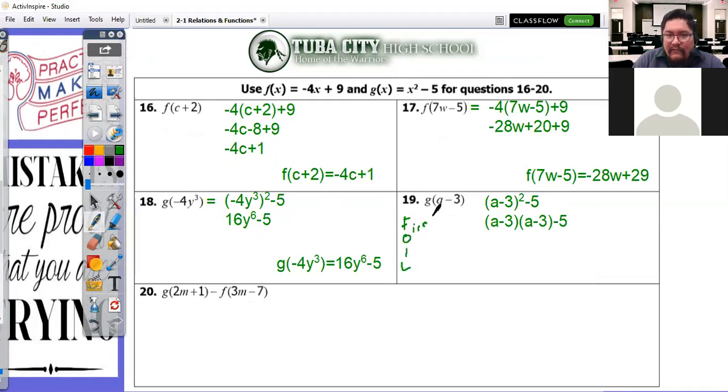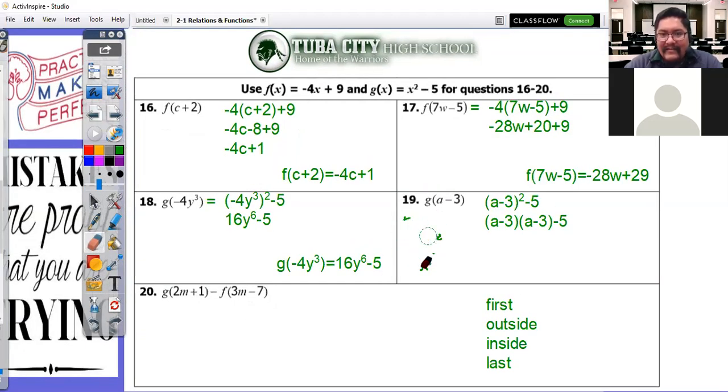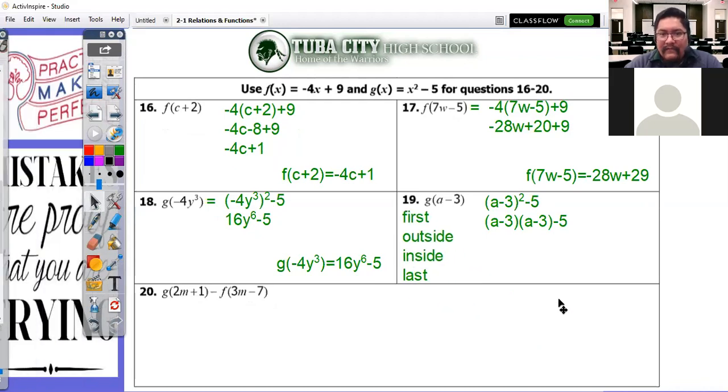And that stands for first, outside, inside, last. All right, it's probably better if I just type it out. I did it a lot faster and a lot nicer. And it fits in there too.